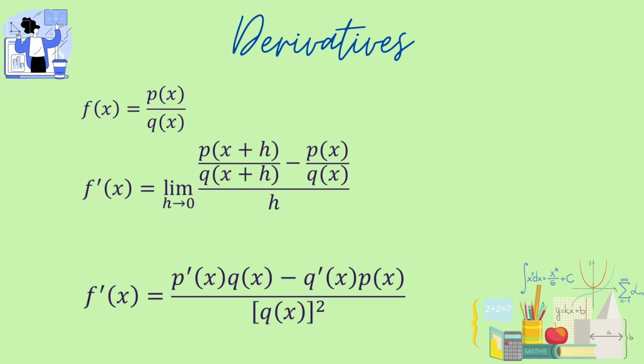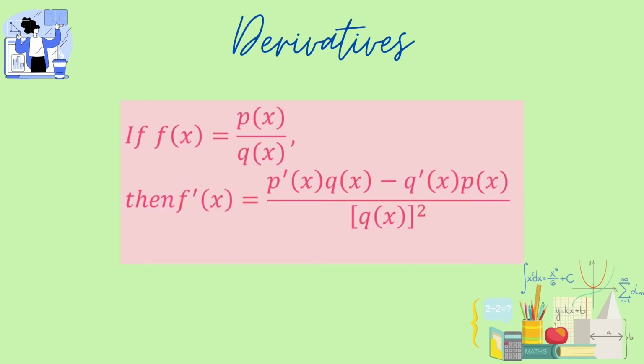To remember the quotient rule, for the numerator, we find first the derivative of the numerator, p of x, times the denominator, minus the derivative of the denominator times the numerator, all over the square of the denominator.